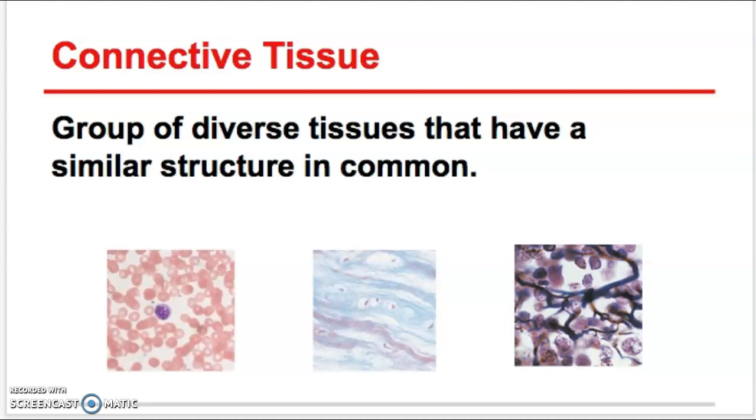So here we have blood. So blood is a fluid, right? So we don't necessarily think of fluids as tissues, but blood is a tissue. This is a type of cartilage, and then this is a more generalized connective tissue called reticular connective tissue that's found in things like the lymph nodes and the spleen.